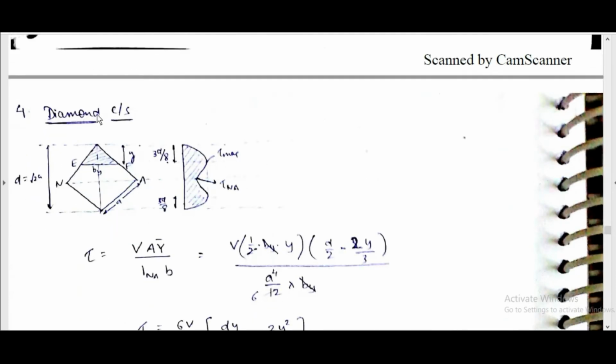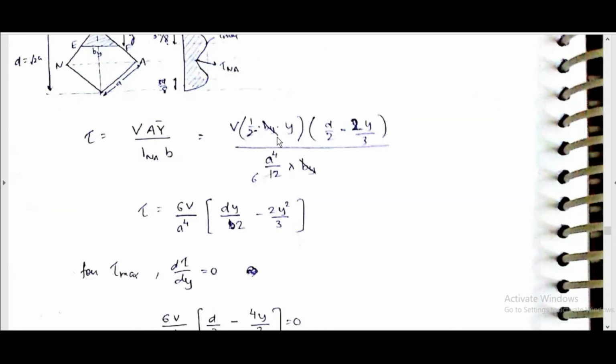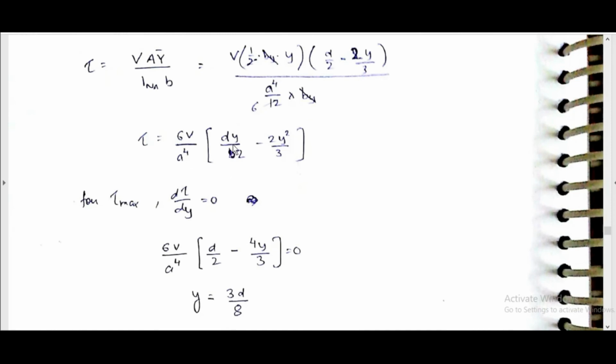Diamond cross section. The shear stress distribution will be like this: tau max, tau N A. Tau is equal to V A y bar by I N A b, which is V into half b y into y, area half b y into y, into (d by 2 minus 2y by 3), divided by a power 4 by 12 into b y. So tau is equal to 6V by a power 4 into (d y by 2 minus 2y square by 3).